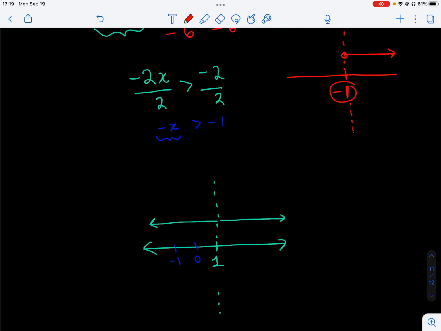Well, everything that is to the right of negative 1. Well, what numbers, when I take the opposite of those numbers, land me here? Well, what does it mean to be the opposite? Well, I'm going to draw a second number line here, or a third one, I guess.